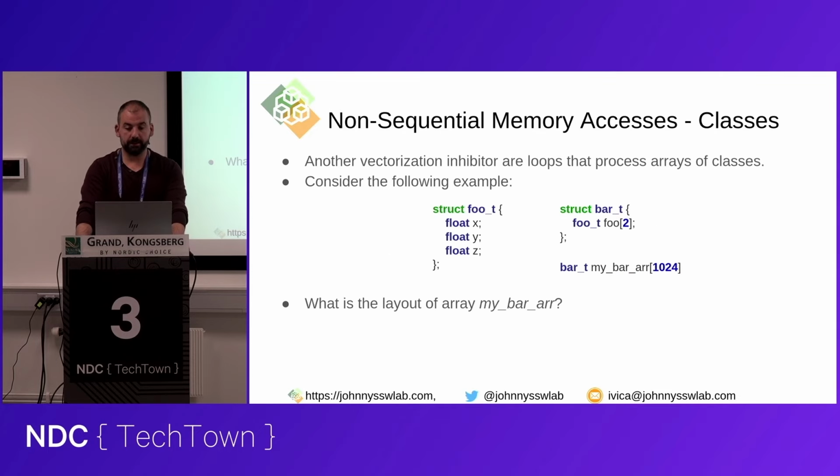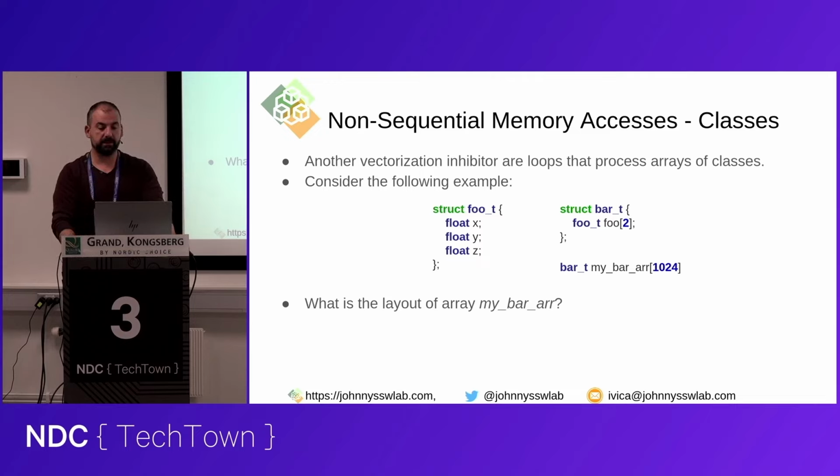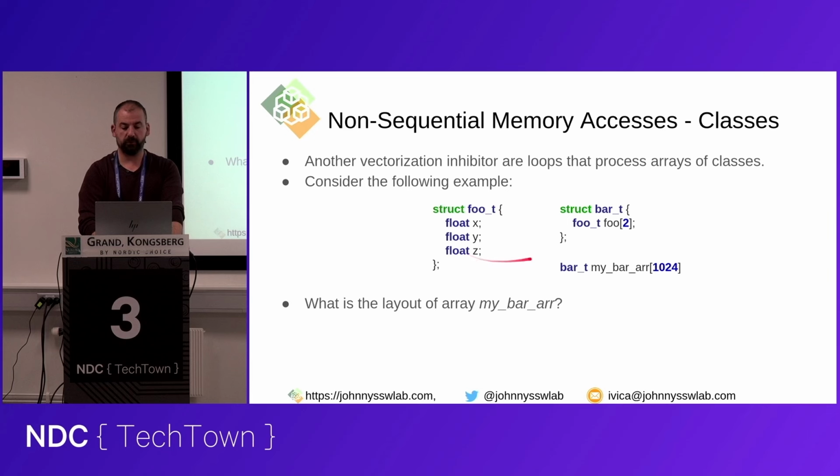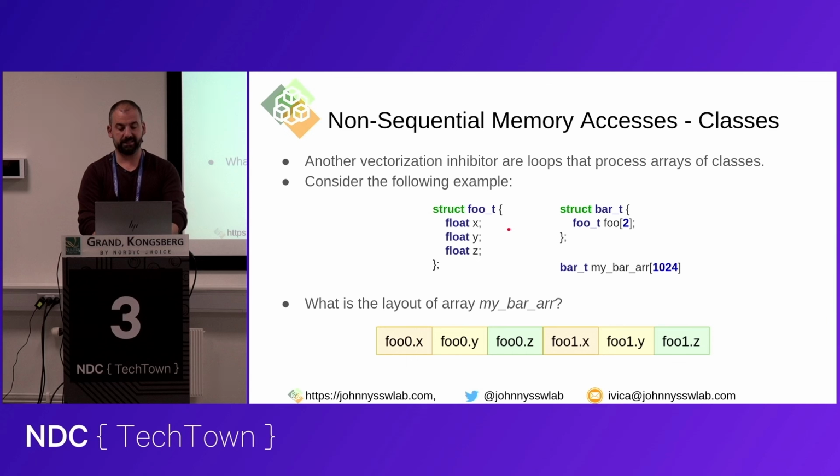Okay. The next topic is memory efficiency and memory access patterns, in particular the non-sequential memory accesses that come up when it comes to classes. I'm going to talk about the layout of my bar array, in the sense of how it is stored in memory. So I have a struct foo with elements x, y, z, and I have bar which has 2 instances of foo, and the layout is like this: foo 0x, foo 0y, foo 0z, foo 1x, foo 1y, foo 1z, and then keeps repeating.